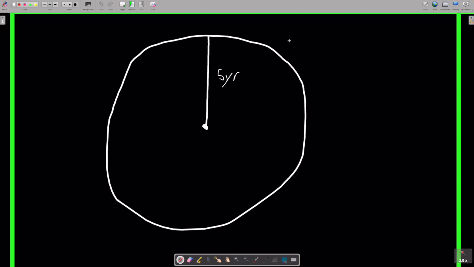So now what is the circumference formula? It is 2 pi r. So we know that the r here is 5, and then 5 times 2 is 10. So we have 10 pi. Now 10 pi is equal to about 31.41 yards. So that's the circumference of this circle.